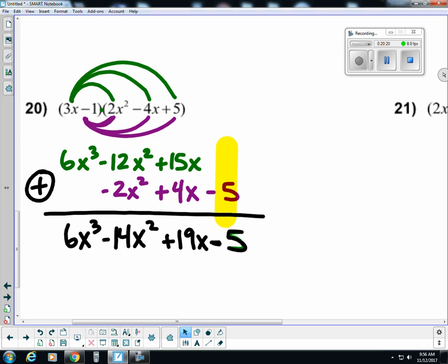There's my answer. It's in what we call standard form. We've got 6x cubed minus 14x squared plus 19x minus 5. And by standard form, I mean the first term has the biggest exponent, 3. And then we count our way down: 3, 2, 1, and then our constant, which is negative 5.